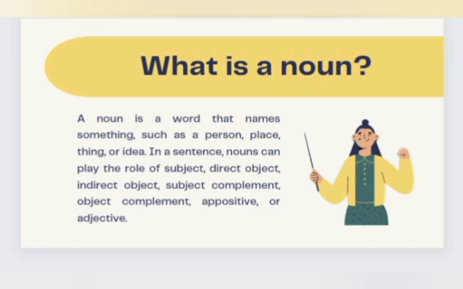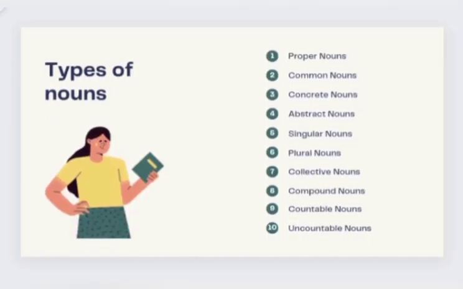First of all, what is a noun? A noun is a word that names something, such as a person, place, thing, or idea. In a sentence, nouns can play the role of subject, direct object, indirect object, subject complement, object complement, appositive, or adjective. Types of noun: proper nouns, common nouns, concrete nouns, abstract nouns, singular nouns, plural nouns, collective nouns, compound nouns, countable nouns, uncountable nouns.